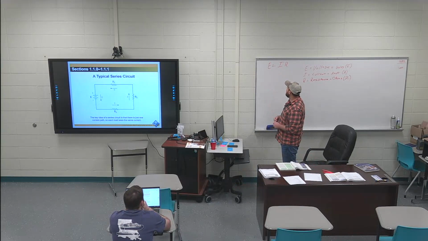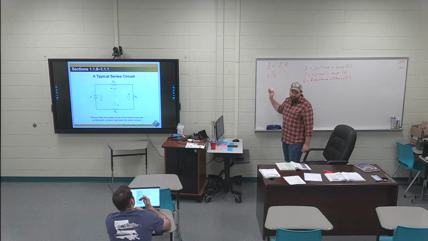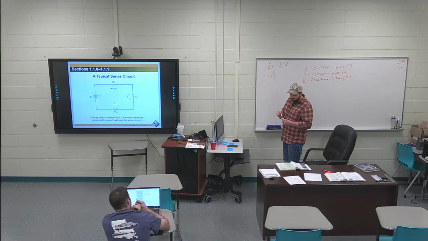If you're given two of them, you can always find the third one. So if I was given voltage and resistance, and I wanted to find I, I just need to know that I is going to equal E over R. Is everybody good with moving stuff around on either side of that equation?